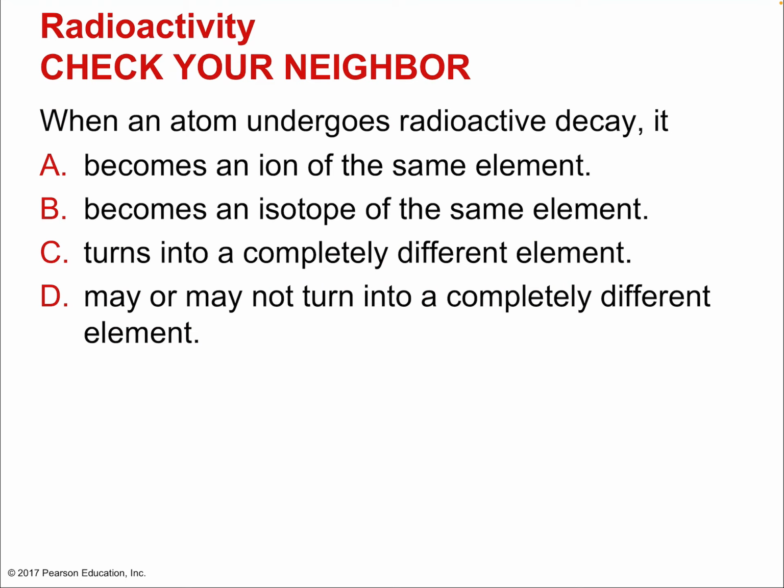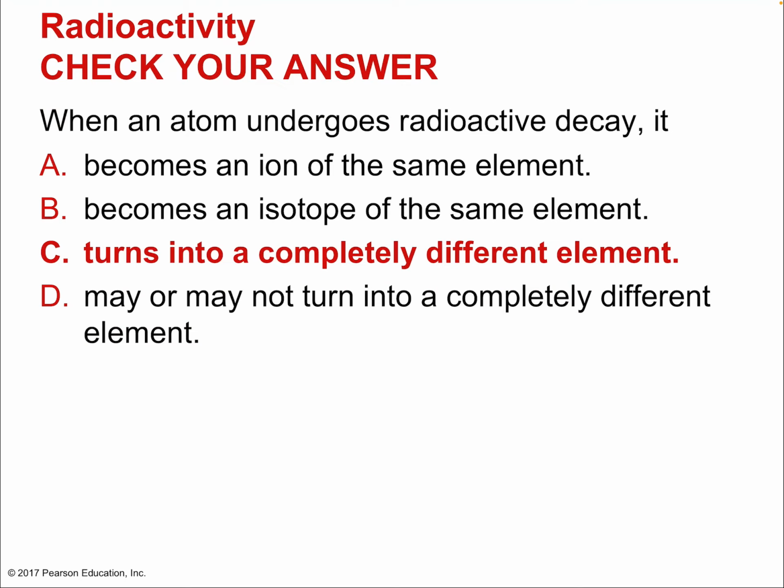So when an atom undergoes radioactive decay, it A, becomes an ion of the same element, B, becomes an isotope of the same element, C, turns into a completely different element, or D, may or may not turn into a completely different element. Okay, so what's the best answer here? What have I kind of been touching on? Which ones can you rule out? Okay, so I want you to have a best guess here. So it turns into a completely different element. That's what radioactive decay involves.